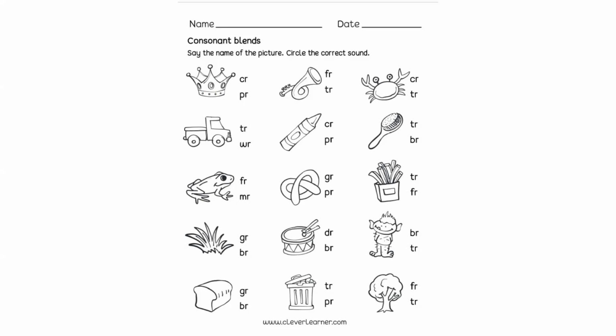Crown, crown. So how is cr written? Is it written as CR or PR? Cr. It is written as CR. So I will circle CR. Let me show you one more example.